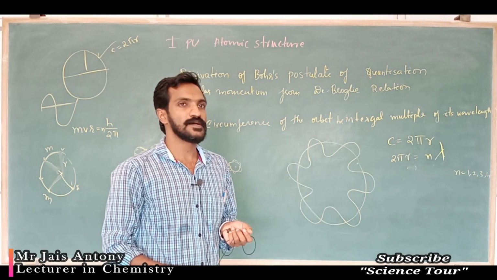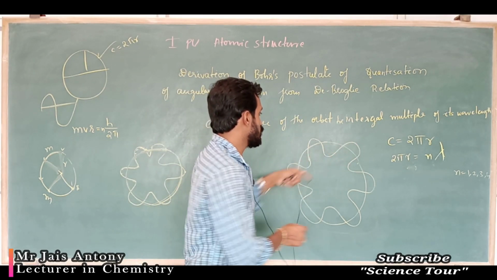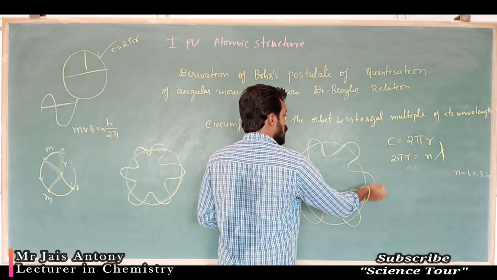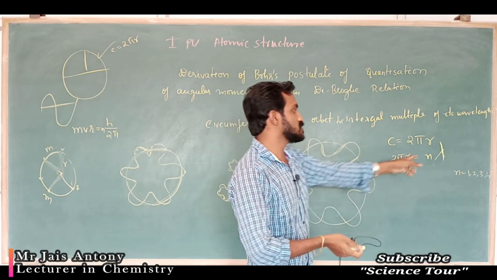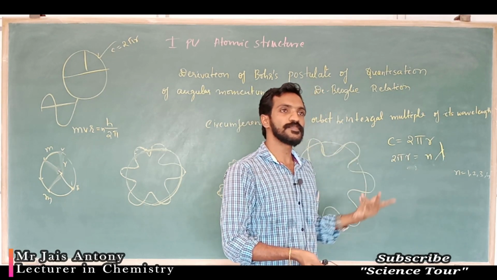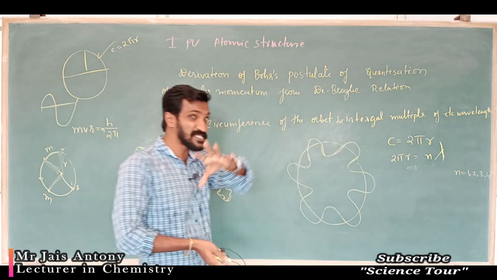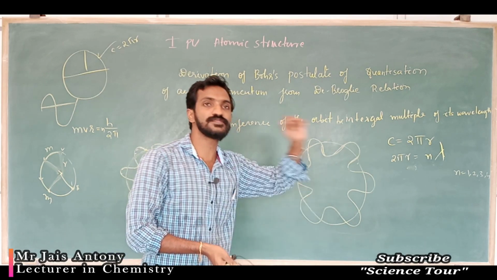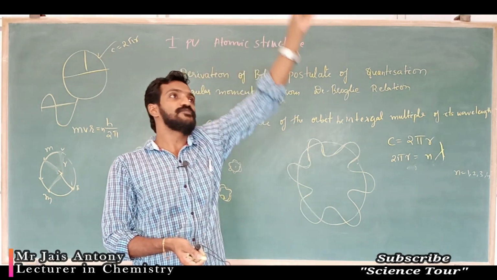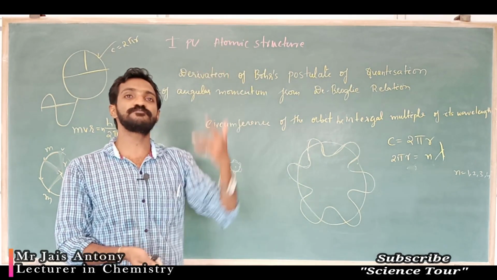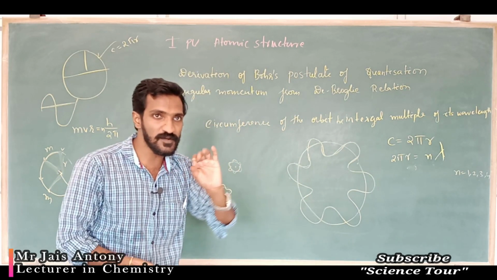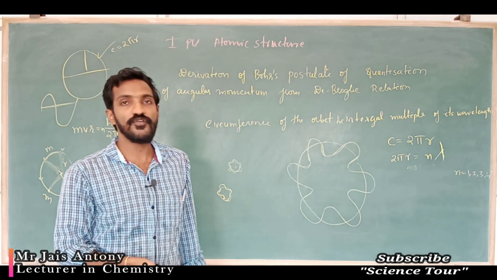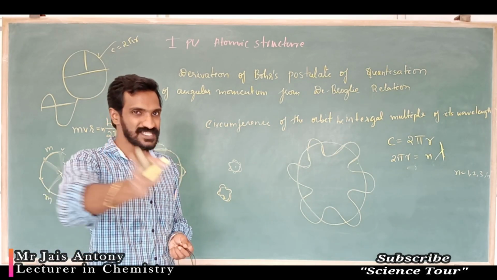Understood? Number of waves, for example, from here to here, 1 wave, 2 wave, 3 wave, 4 wave, 5 wave, 6 wave. Total 6 wavelengths are there. So here it becomes 6 into lambda. So circumference depends on the number of wavelengths like this. If big waves are forming like this, circumference is big. If smaller wavelength forms smaller circumference, it depends on what? Integral multiples of wavelength. Okay, my dear students, this is clear.